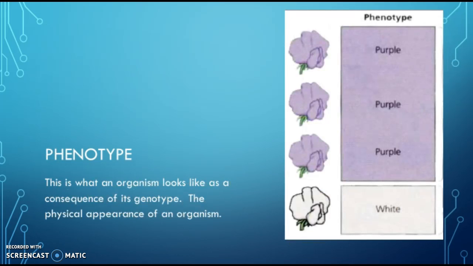Phenotype. This is what an organism looks like as a consequence of the genotype, the physical appearance of an organism, which gives us the color purple in this case and white as well, indicated in the picture.